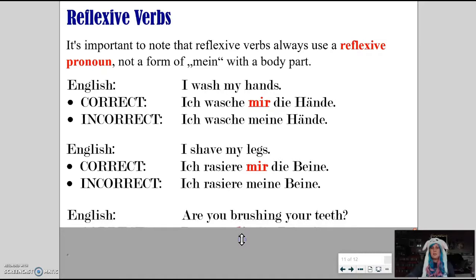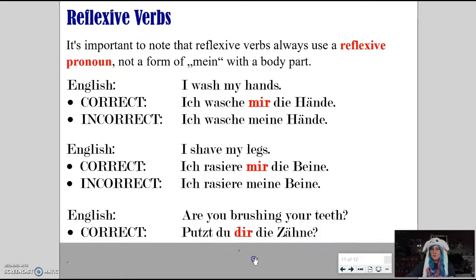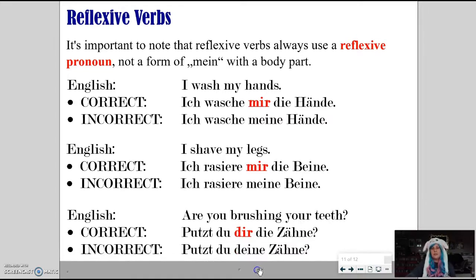And a third example using that sich putzen, are you brushing your teeth? The correct way to say this, putzt du dir die Zähne? And it would be incorrect to ever say, putzt du deine Zähne? So it's a reflexive verb, sich putzen. We have to have putzt du dir with a reflexive pronoun, die Zähne.